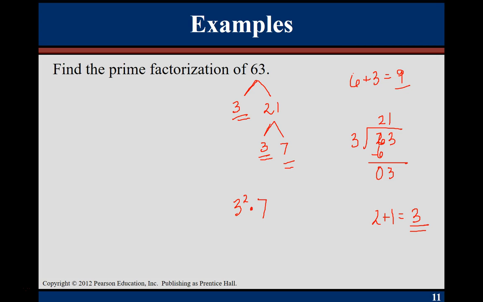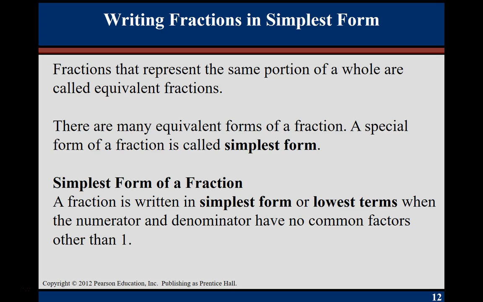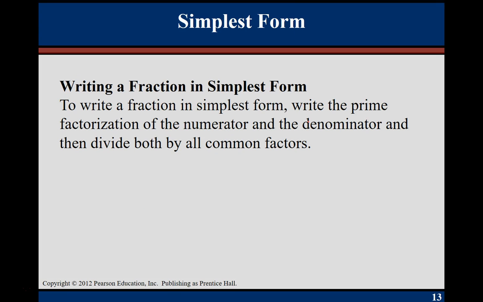If you want to write a fraction in simplest form, then you want the numerator and denominator to not have any common factors. So you may need to use the divisibility rules, or maybe even prime factorization, to help you find these common factors so that we can reduce this to simplest form. To write a fraction in simplest form, you will write the prime factorization of the numerator and denominator, and then divide out by all the common factors.